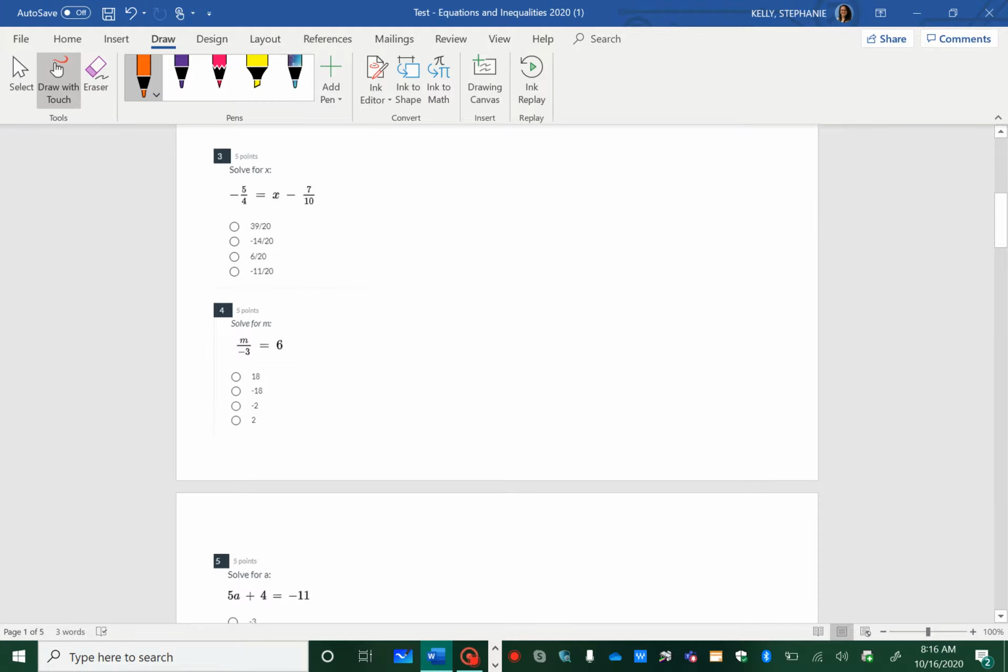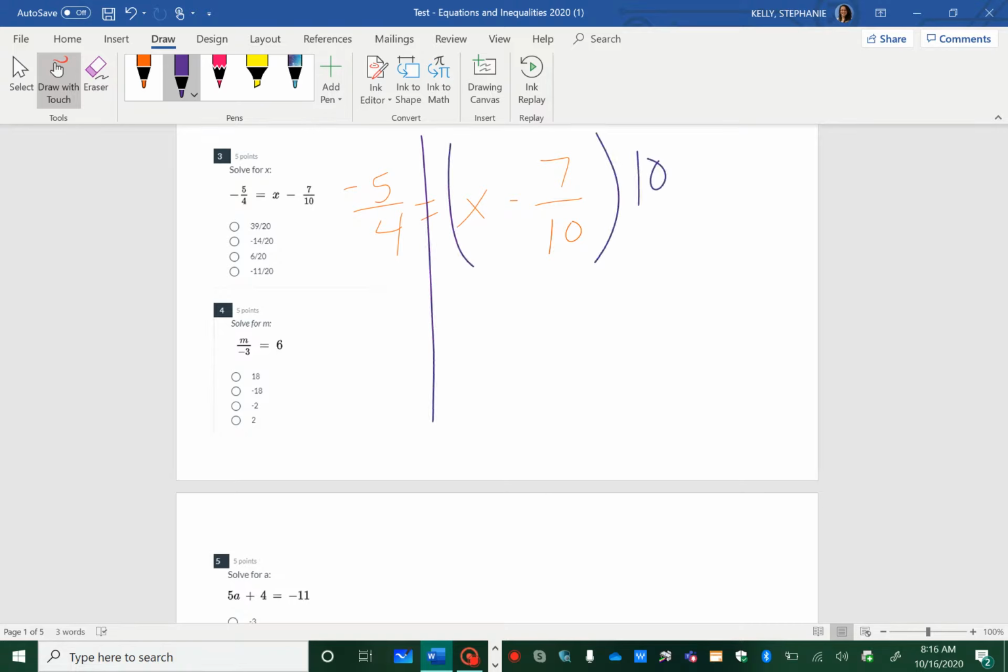We're going to solve for x. And remember, if I write it, you write it. Okay? So let's go ahead and multiply everything by 10. No, let's not do 10. My apologies. Let's do 20. Why 20, Miss Kelly? Because I know that 4 and 10 are both multiples of 20. So you're using your calculator, saying 20 times -5/4, okay? And you're going to get -25. Check me, please.